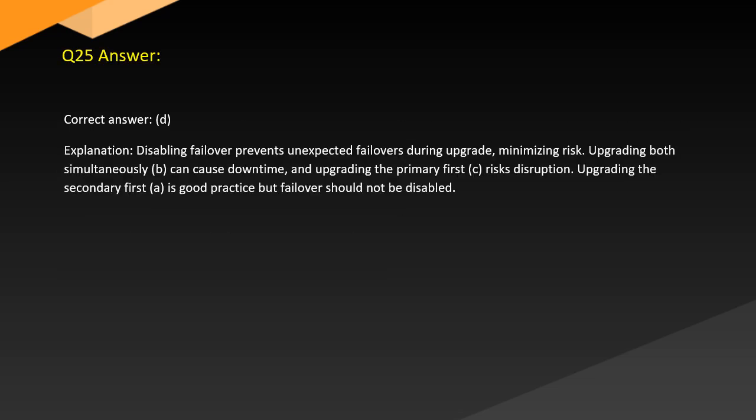Answer. Correct answer. D. Explanation. Disabling failover prevents unexpected failovers during upgrade, minimizing risk. Upgrading both simultaneously, B, can cause downtime, and upgrading the primary first, C, risks disruption. Upgrading the secondary first, A, is good practice, but failover should not be disabled.